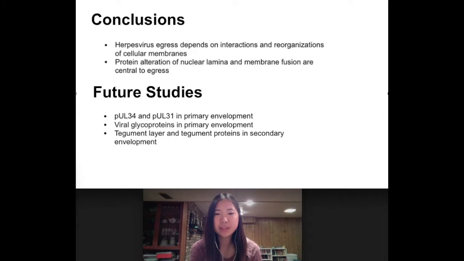And finally, in regards to herpes virus egress, some areas that could be further researched are the specific roles that the UL34 and UL31 proteins and viral glycoproteins play in primary envelopment, and then also to further study the tegument layer and tegument proteins in secondary envelopment, and to really specify their interactions with various domains of glycoproteins.